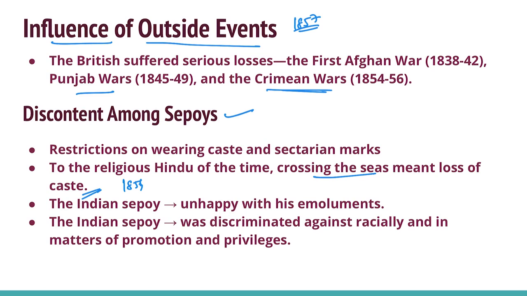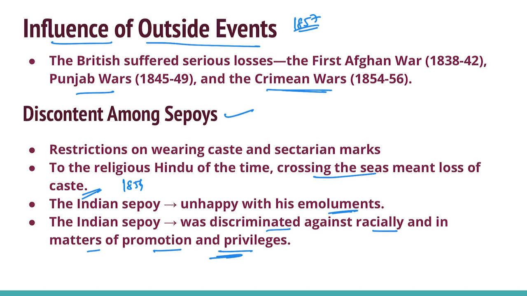by the government. That is, if they wanted the army to fight in Europe or in some other places, the British asked this Bengal army to go over there and fight for that government. So this caused a certain kind of resentment, since the Hindus were not ready to cross the sea. The Indian sepoys were also unhappy with their emoluments, which were very low compared to the British. The Indian sepoys were discriminated against racially and in matters of promotion and privileges.